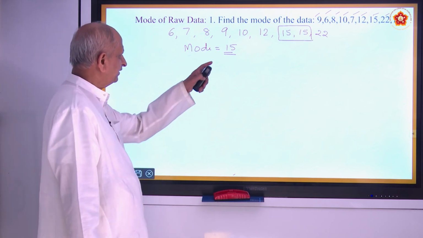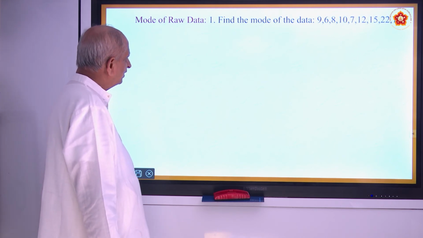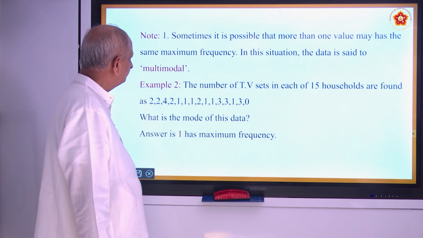This is the most repeated, okay. That is how you have to do it. It's a 1 mark question. Now we will pass on to the next question.